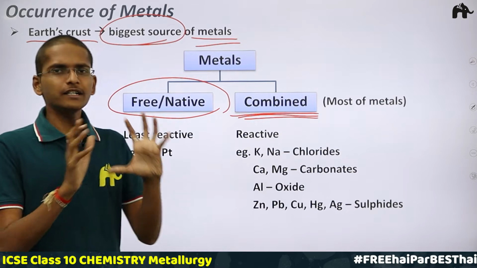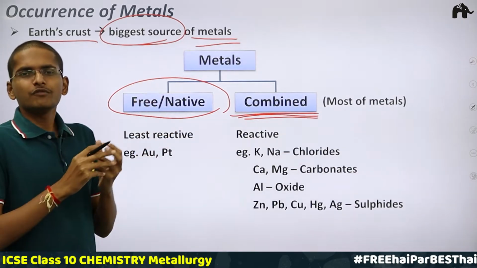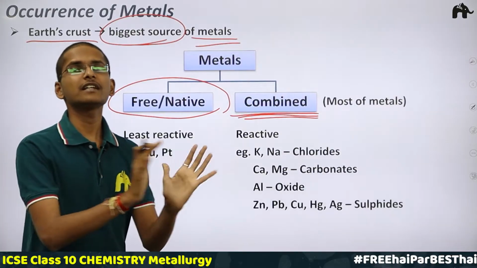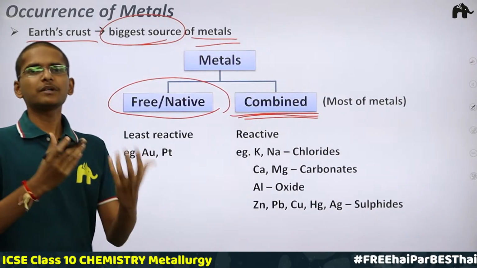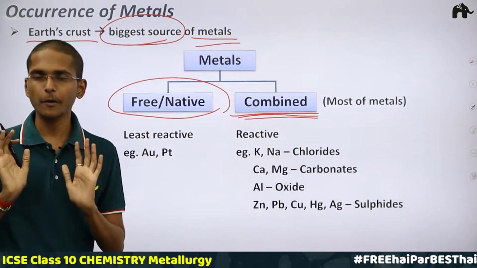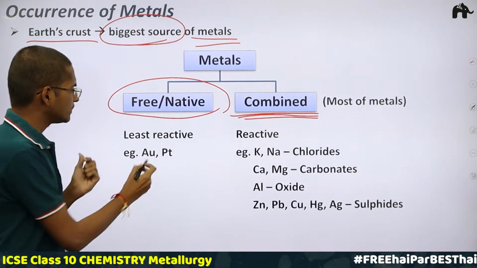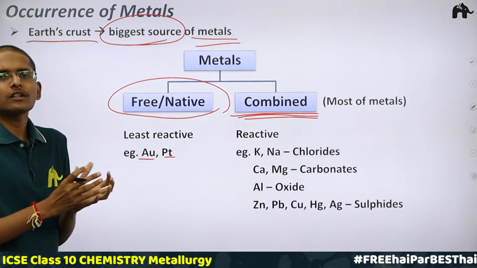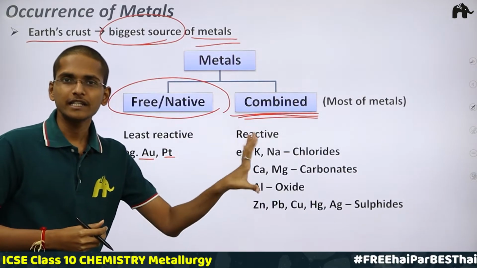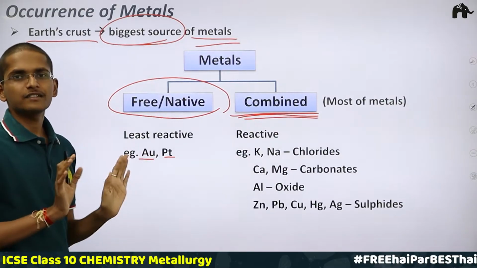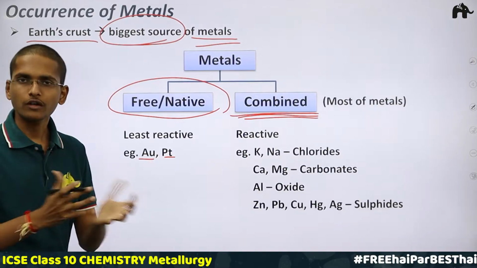In this type of state you would find metal which is not associated with any other element. It is simply that particular metal's rock or cube that you would find in the Earth's crust. For example, gold and platinum, these two metals are not associated with any other element. You would just find them as they are.